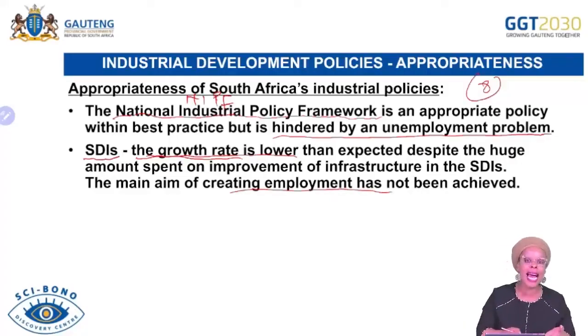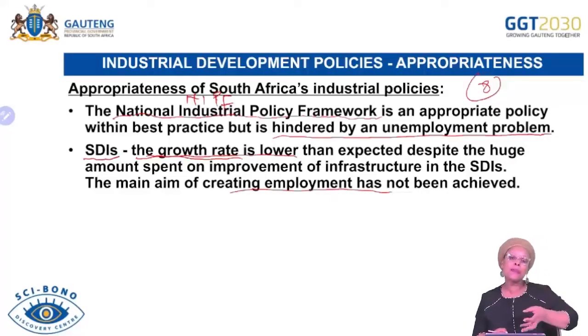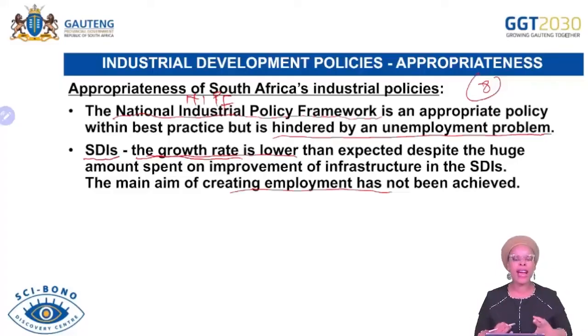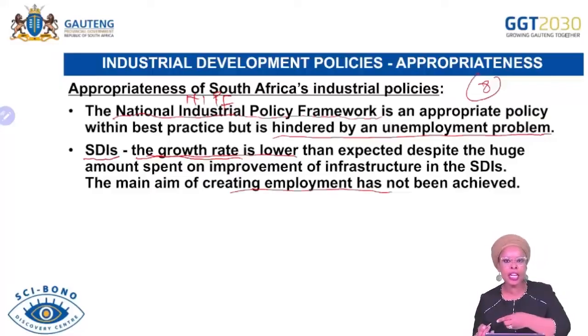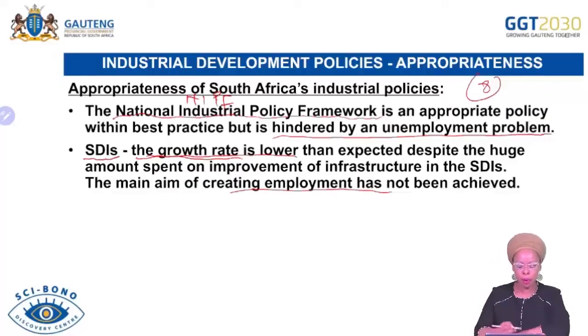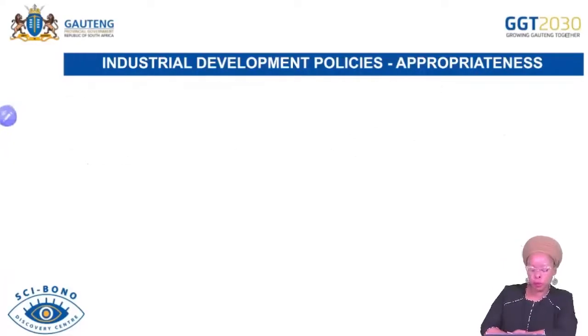Remember, with SDIs, we said it is targeting those underdeveloped areas where unemployment is the highest, where poverty is the highest. But we still find that there is a high level of poverty, there is a high level of unemployment. The SDI is a good initiative, but it is failing to achieve high employment and to reduce poverty.